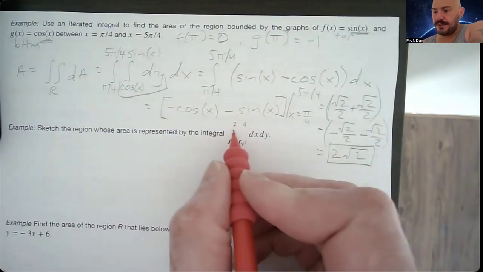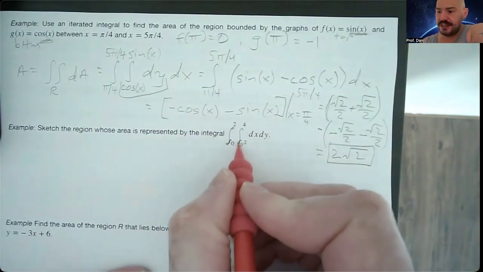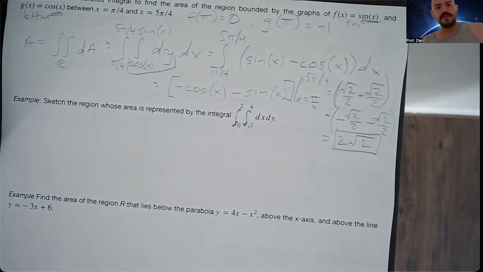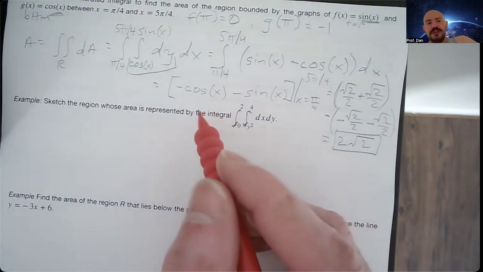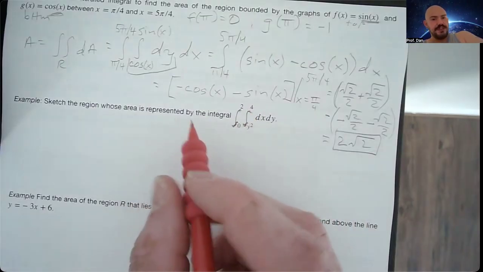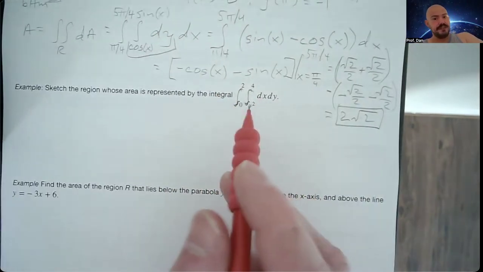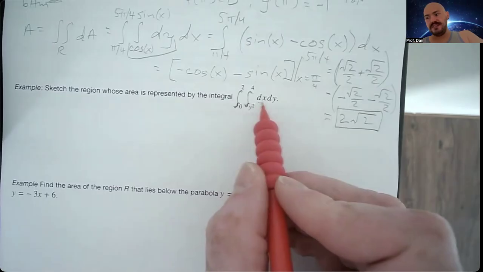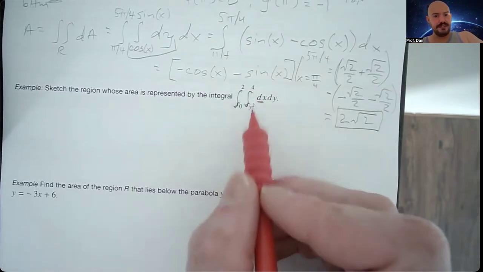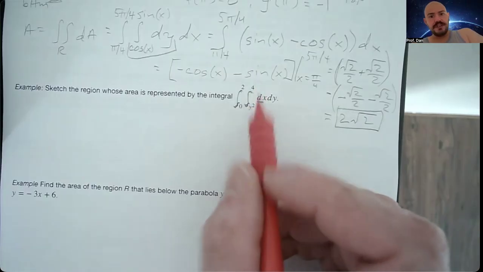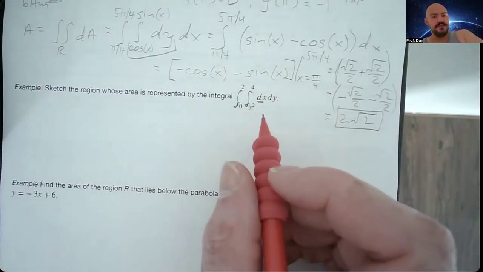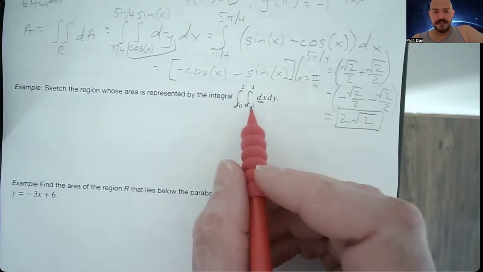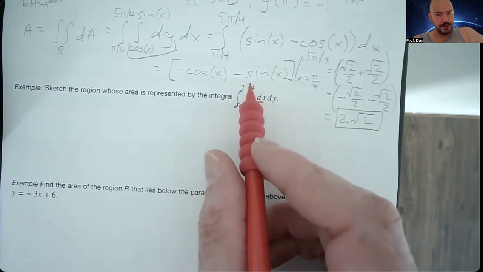Okay, now for the next one, we're actually given our setup for the iterated integral or double integral. But rather than evaluating this, we just want to sketch the region whose area is represented by this integral. So first thing I notice is that the inside integral is dx, and we have our bounds in terms of y. So these are going to give us the two graphs that R is between, right? That's going to namely be x equals y squared and x equals 4.